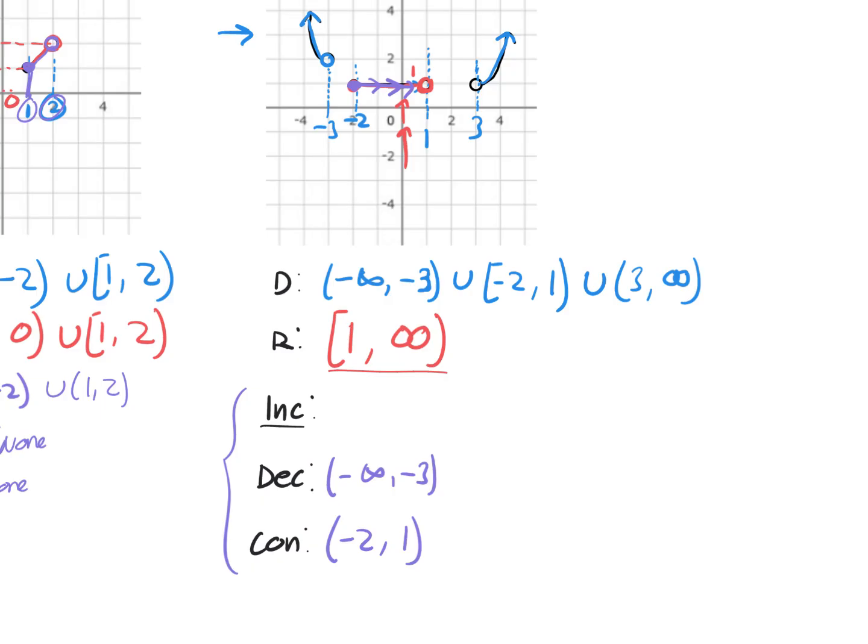And then what happens from 3 to infinity? It looks like we're going up. If I picked this point right here and this point right here, to get from this point to this point, I have to go up. So we are increasing. All right, and we're going to say that we're increasing from 3 to infinity.